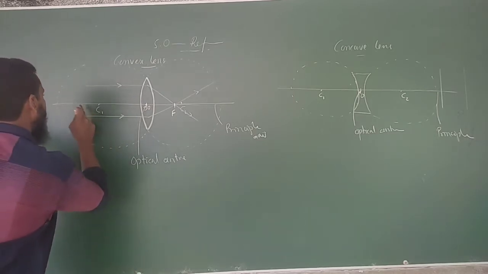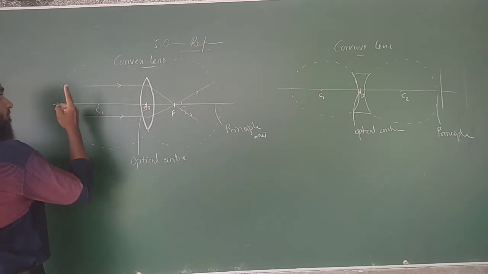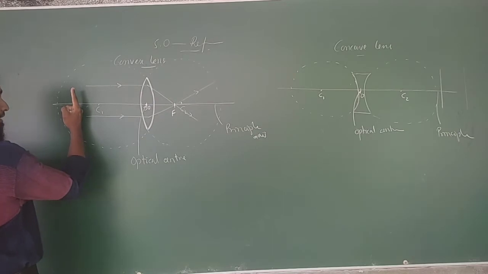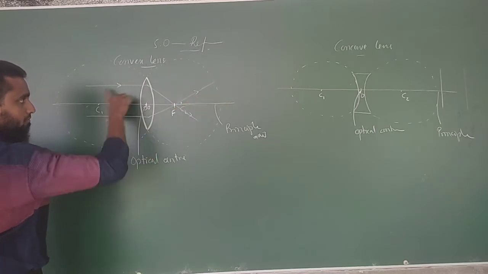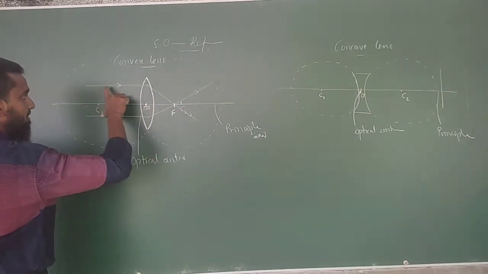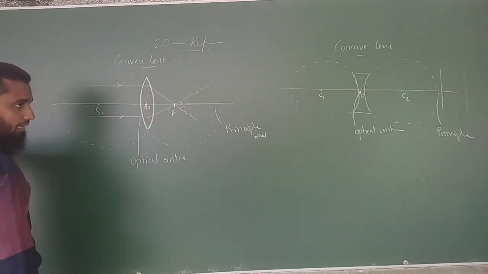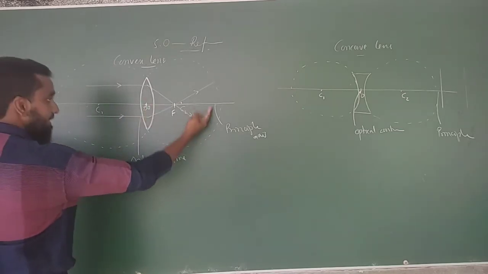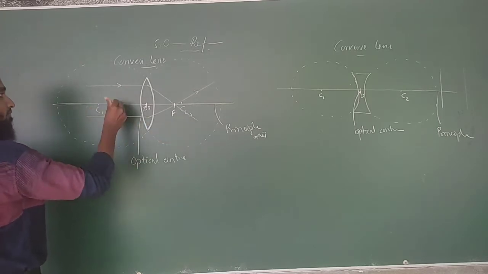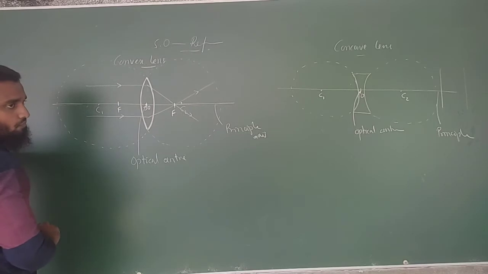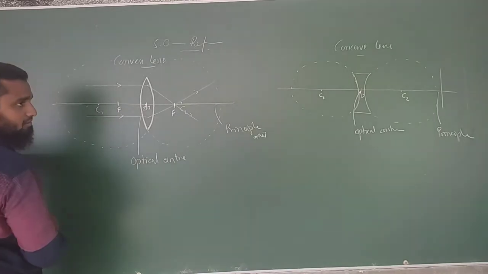If you keep the object here, be careful about these terms. If you are keeping the object on this side, then this process is going to happen on the other side. What process? The rays which are coming parallel to the principal axis are going to go through the focus. If you keep the object on this side, then this process is going to happen on this side. Then you can have another focus somewhere here. So for a lens, you have a focus on either side.